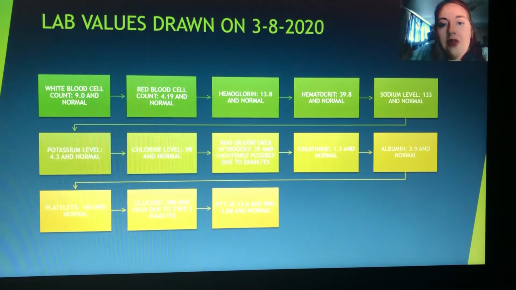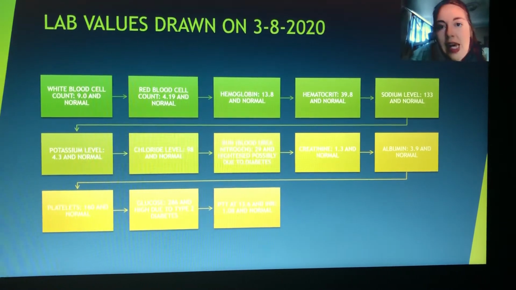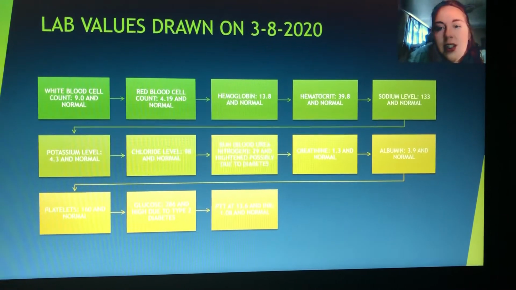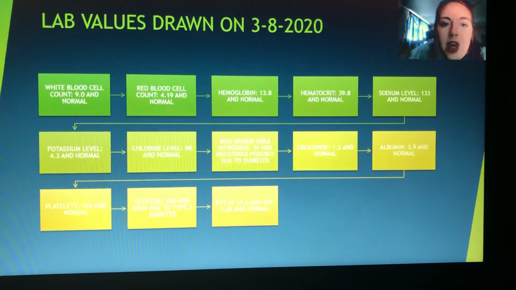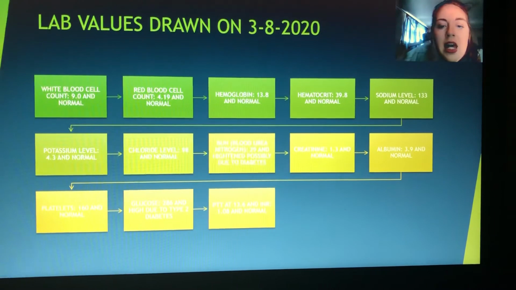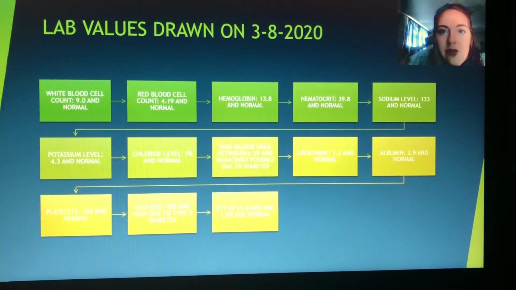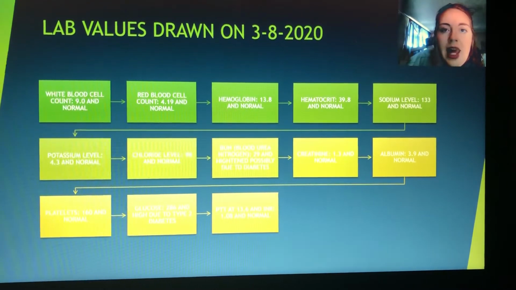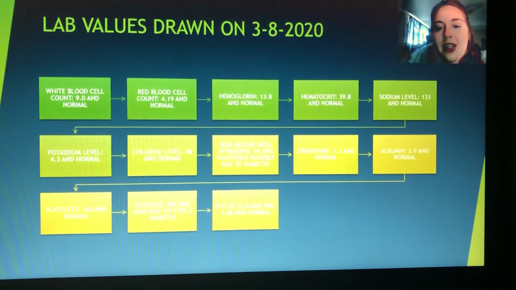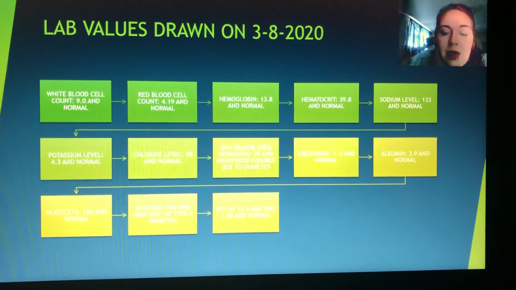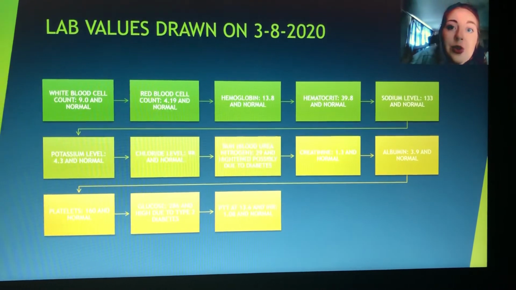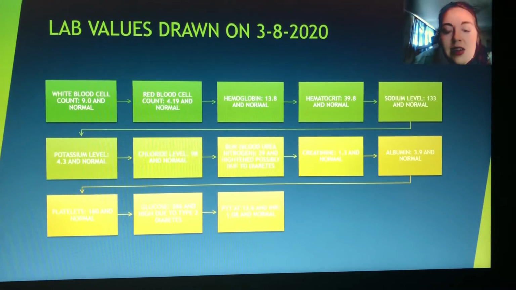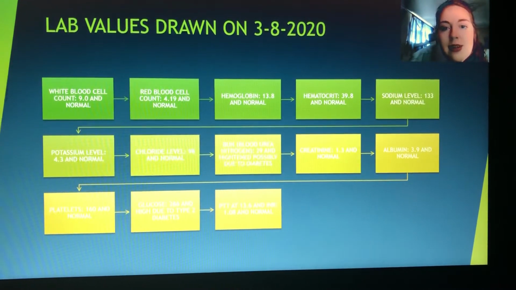Then I looked at the lab values that were drawn on the 8th of March, which was 2 days after the patient's admission. And as you can see, almost all of the lab values were normal. The blood urea nitrogen level was 29, where they consider 20 the highest side of normal. And I did a little bit of research and noted that that can be due to diabetes. And of course, the glucose also is high, which I attributed to the diabetes mellitus as well, at 286.